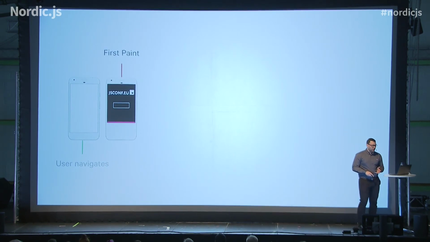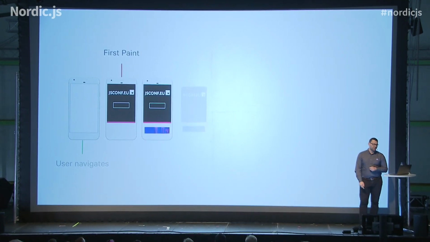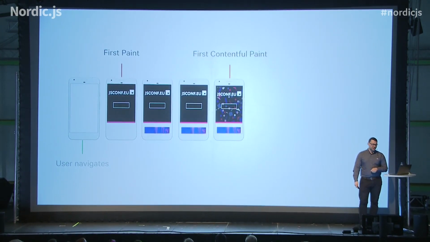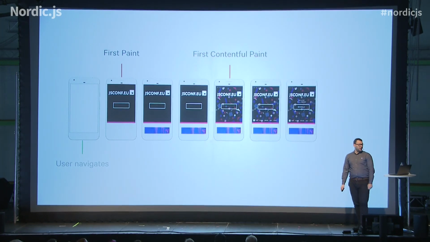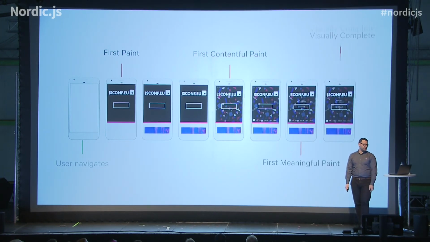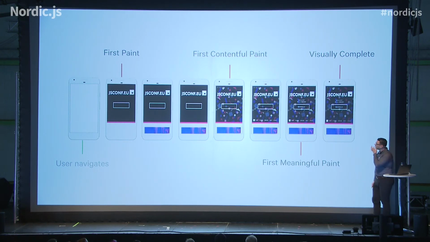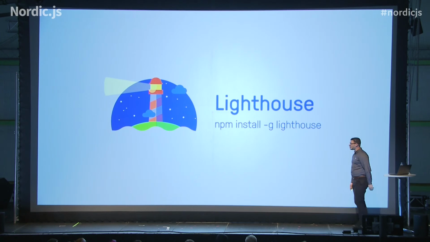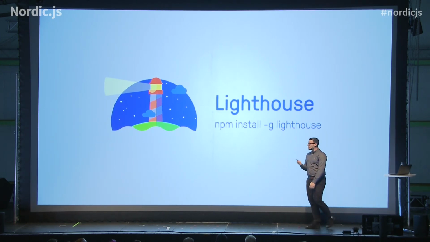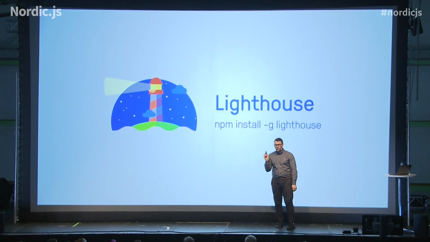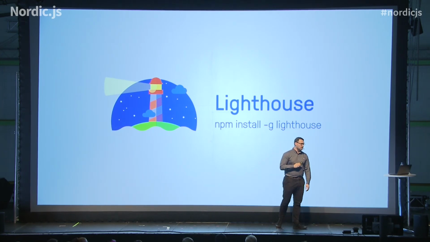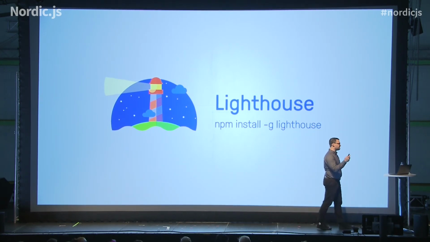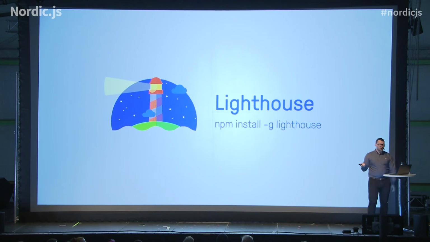So to recap on those, first paint is when you see something. First contentful paint is when you can see some text. And then finally, first meaningful paint and visually complete. These are human-centric metrics, and these are good. You should use them. If you want to use them, you can do so using this thing called Lighthouse. This is built by the Google Chrome development team. Anyway, you can install it on NPM, use it on your terminal.